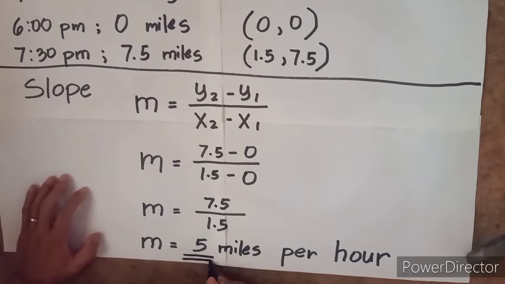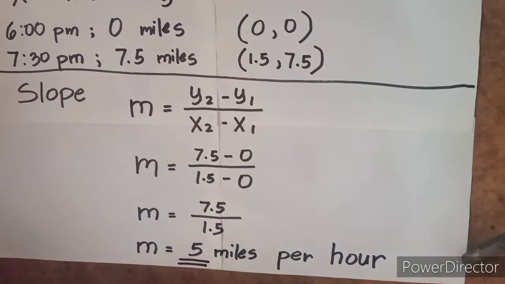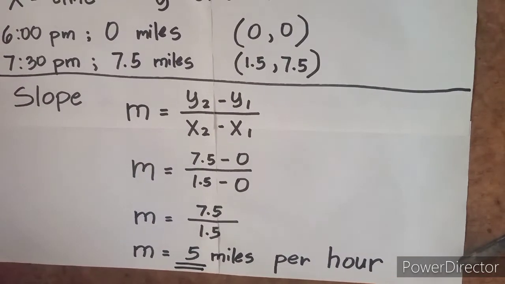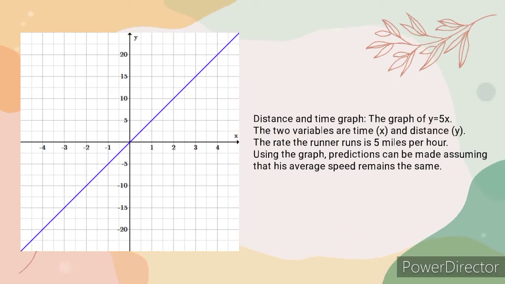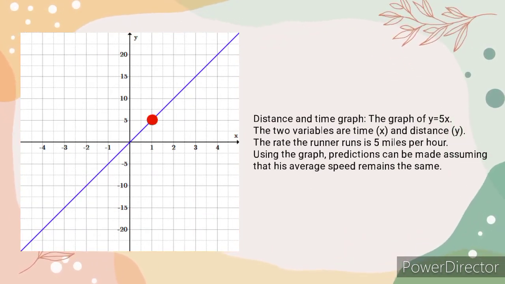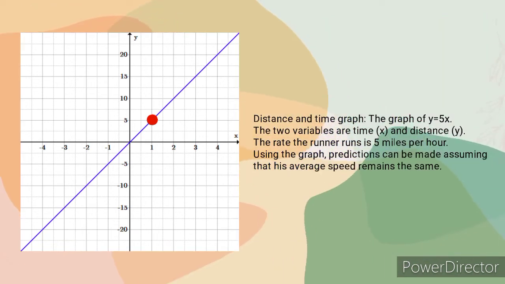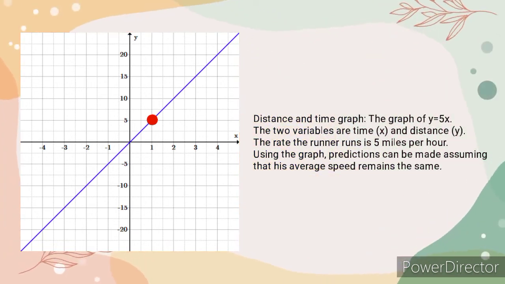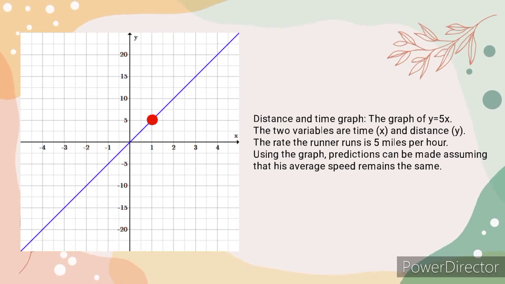To graph this line, we need the y-intercept and the slope to write the equation. The slope was 5 miles per hour, and since the starting point was 0, 0, the y-intercept is 0. So our final function is y equals 5x.